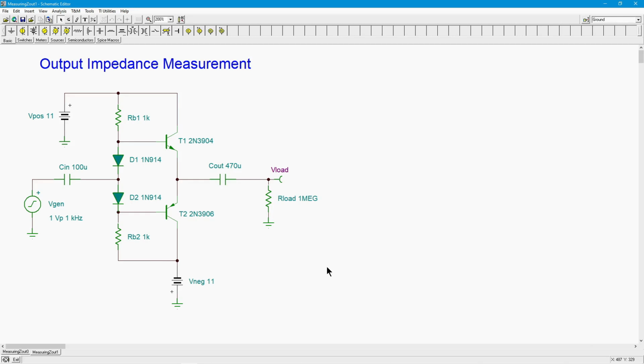Here's an interesting question for you. How do you measure the output impedance of an amplifier? It's an active circuit, so you can't just use an ohm meter. Well, it turns out it's easier than you might think. I'm Professor Fiore, and I'll explain it all to you right now.